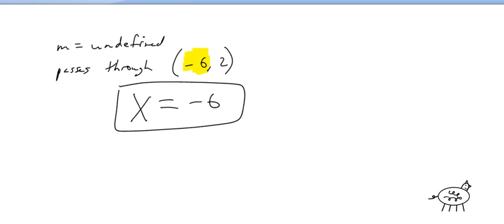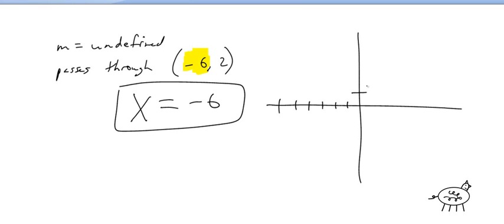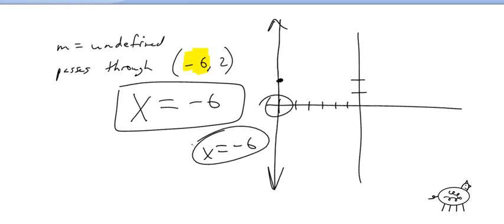If I graph this, just to show you, negative 6, 2 is right here. Do you agree with that? And if the slope is undefined, don't you agree that it's a vertical line? What's the equation of that vertical line? It's x equals, and what does it pass through? Negative 6. The only thing you have to do is look at that x coordinate. That's it, math fans. It's so easy.